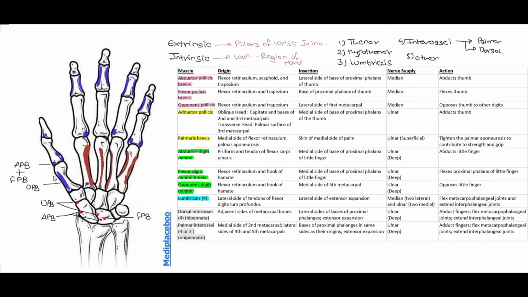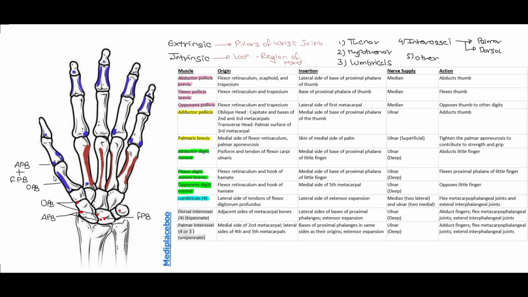Now the next muscle group we will take a look at is the hypothenar muscle group. In the hypothenar muscle group, we have the abductor digiti minimi. The abductor digiti minimi originates from the pisiform bone, which can only be seen on the palmar aspect or the anterior aspect of the hand, and from the tendon of the flexor carpi ulnaris.